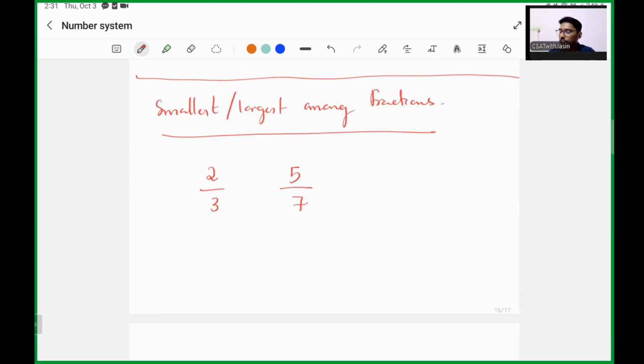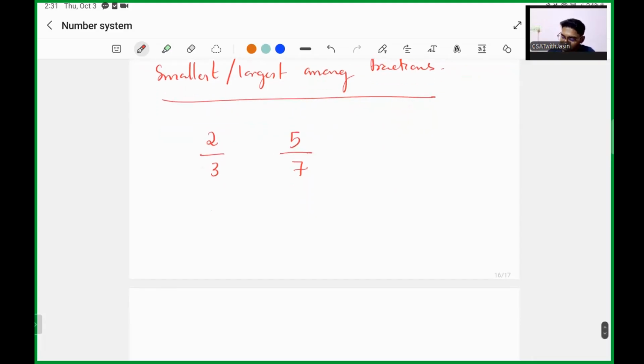So normally what you have to do, you have to do the division, then only you can find out which is the smallest and which is the greatest. So if a question comes like this, whether you need to identify which is the greatest number among given fractions or the smallest number among given fractions, there is a trick to that. You can actually cross multiply. Here you have two fractions like 2 by 3 and 5 by 7.